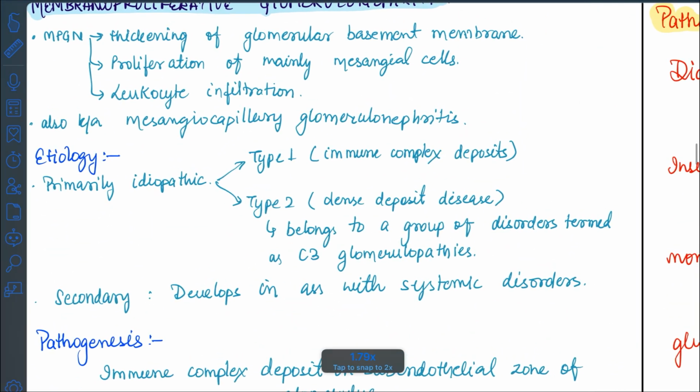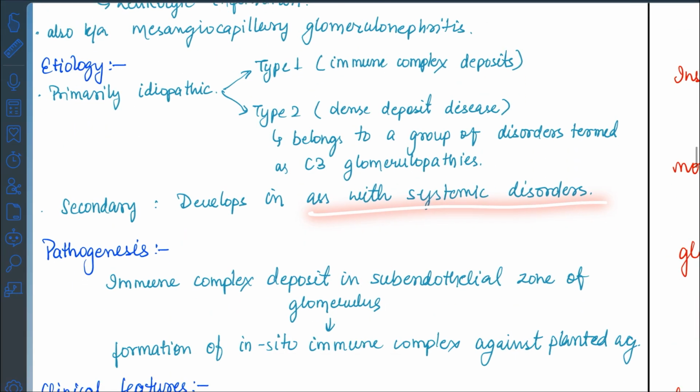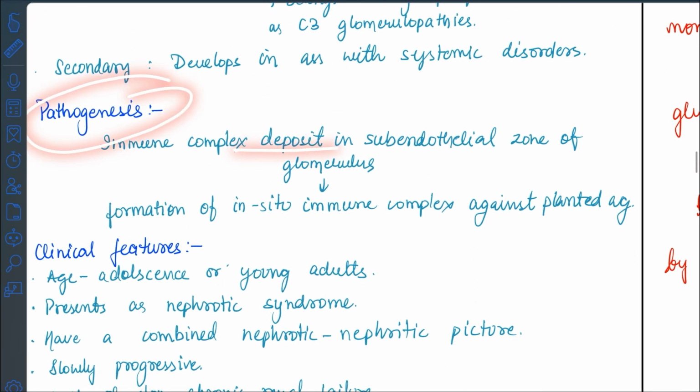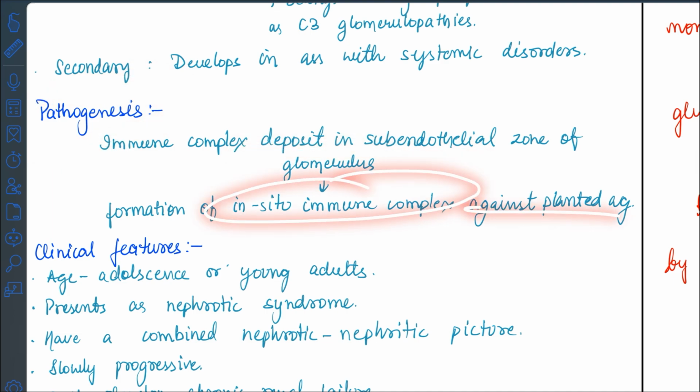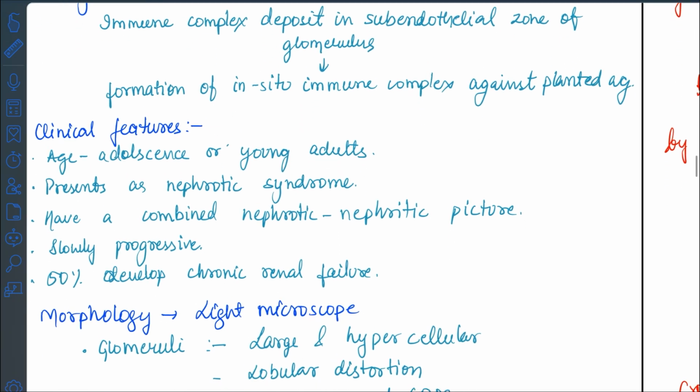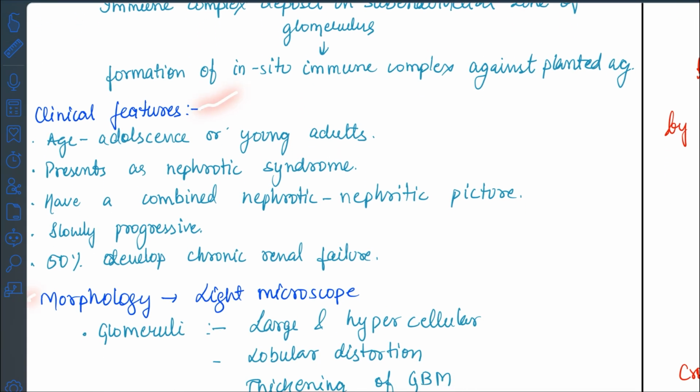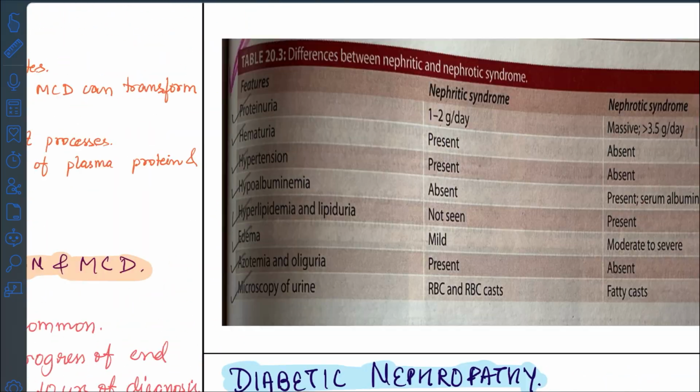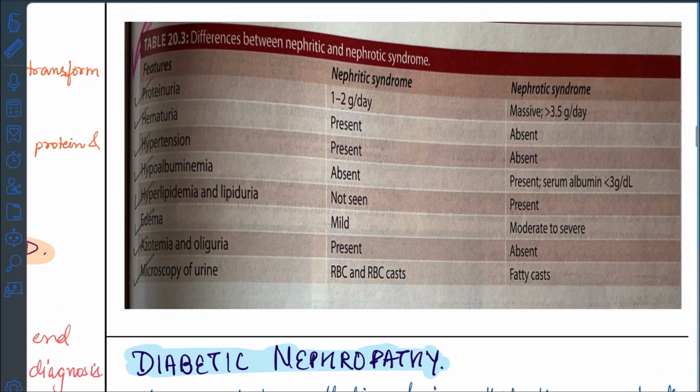So here we are done with membranoproliferative glomerulonephritis. The main feature to remember here is thickening of the basement membrane, mesangial cell proliferation and leukocyte infiltration. That's why it is also called mesangiocapillary glomerulonephritis. Etiology is primarily idiopathic. Secondarily, it is associated with systemic disorders. Pathogenesis: immune complex deposit in the subendothelial zone of the glomerulus and in situ immune complex against planted antigen. And you have also seen the clinical features and morphology.